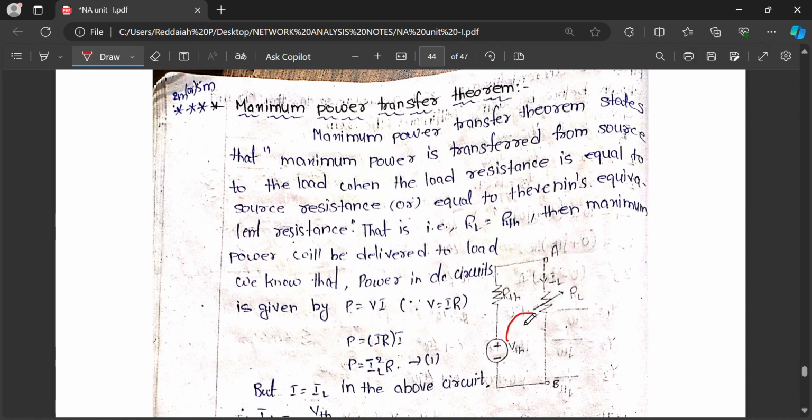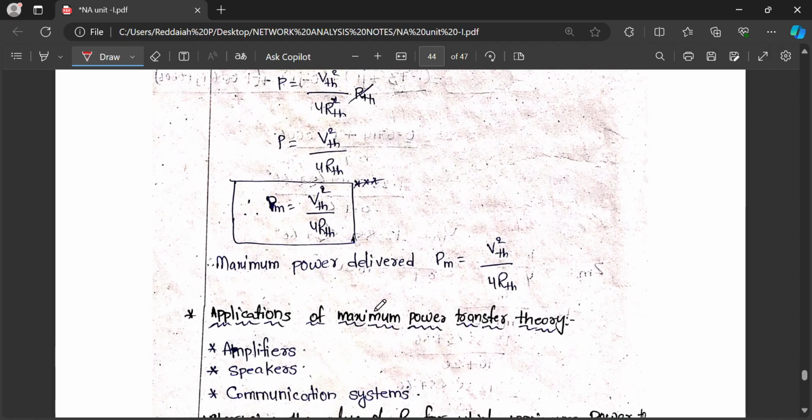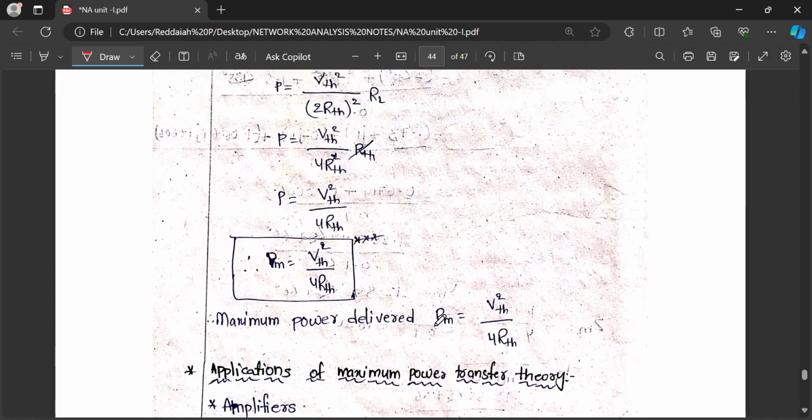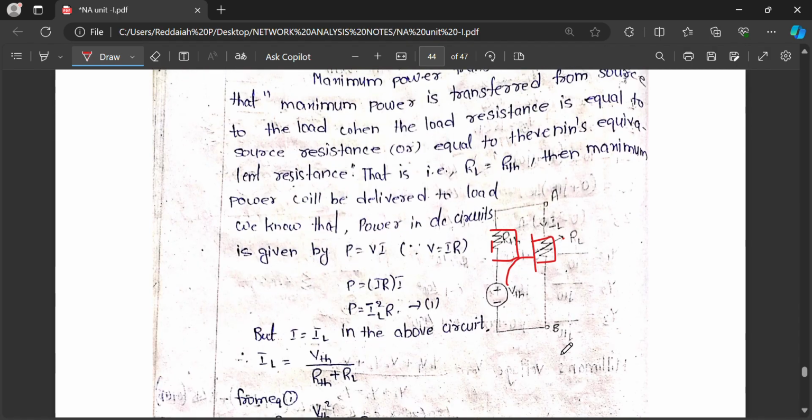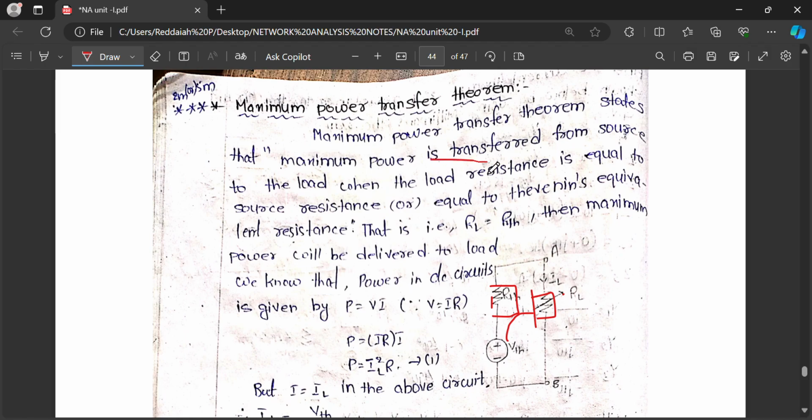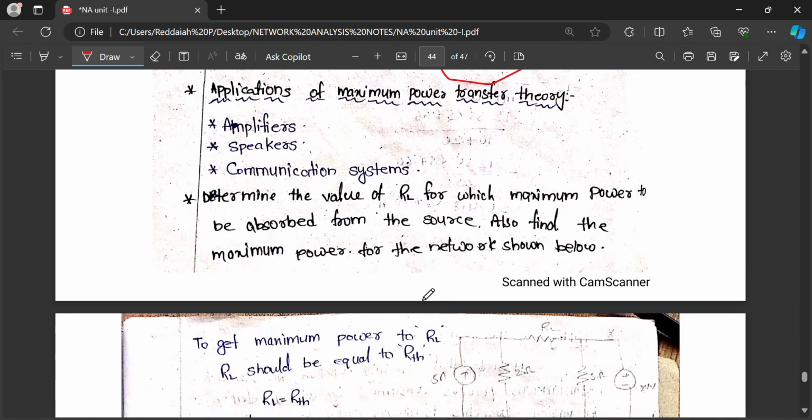Next is maximum power transfer theorem. This theorem you can understand very easily. The maximum power will be transferred from source to load when load resistance equals Thevenin's equivalent resistance. When RL equals RTH, then maximum power will be delivered. When maximum power is transferred, Pm equals Vth square by 4 Rth. You can see the derivation. The maximum power is transferred from source to load when load resistance equals source resistance, meaning Thevenin's equivalent resistance. That is the theorem.